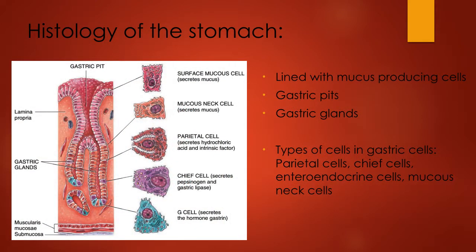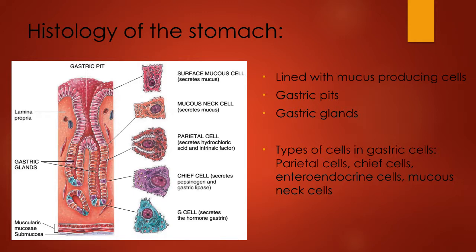Histology of the stomach. The stomach is lined with mucus-producing cells. It contains gastric pits, which are wells or depressions in the walls of the stomach that lead to gastric glands, which produce gastric juice, which is made up of hydrochloric acid and pepsin. It contains parietal cells, which make intrinsic factor, or vitamin B12, and also make hydrochloric acid.